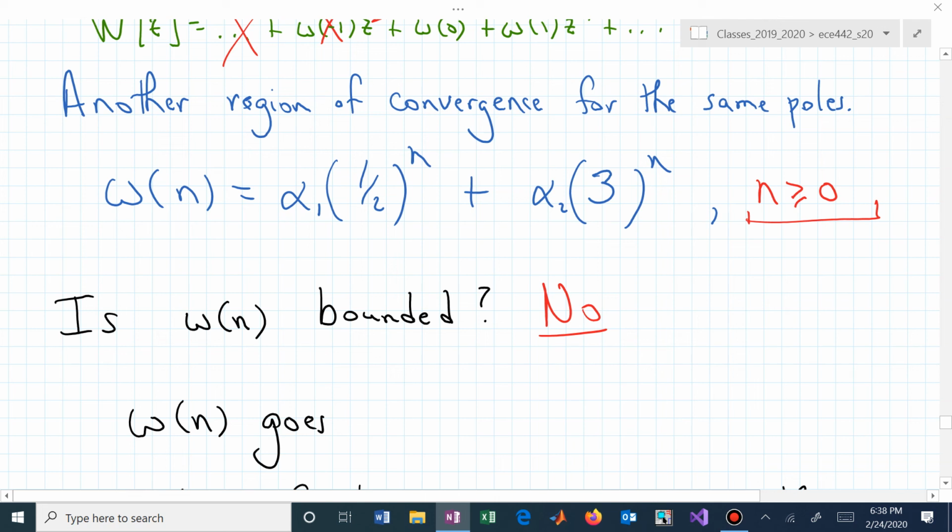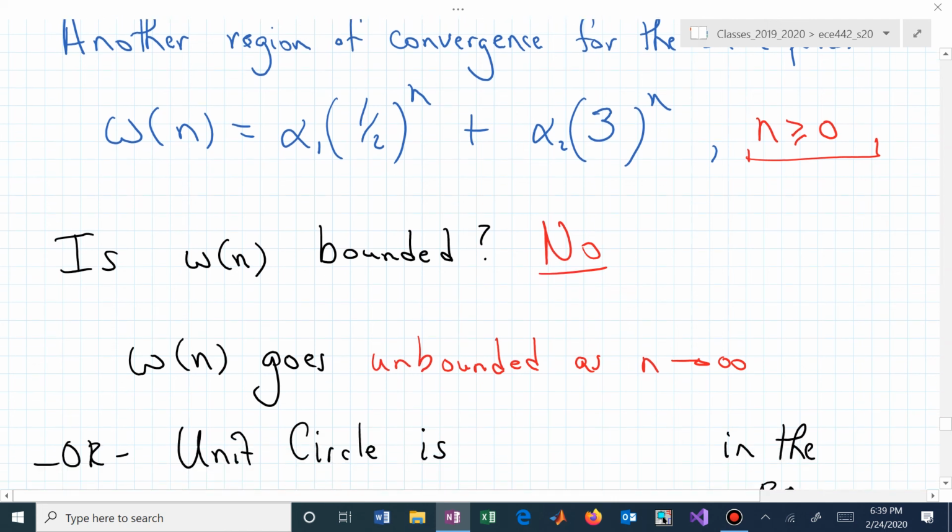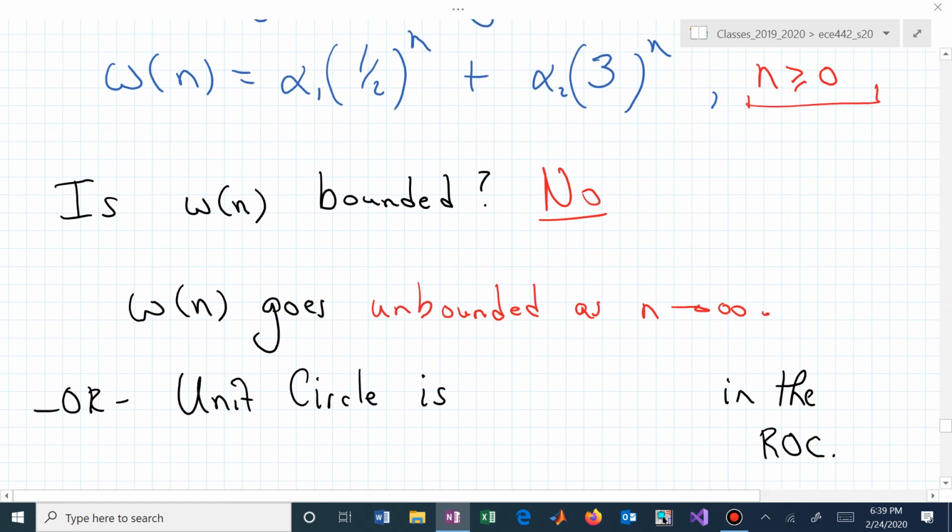Now, where were we? w of n now goes unbounded as n marches off to infinity. Or, this is the other argument, the unit circle is not included in the region of convergence.